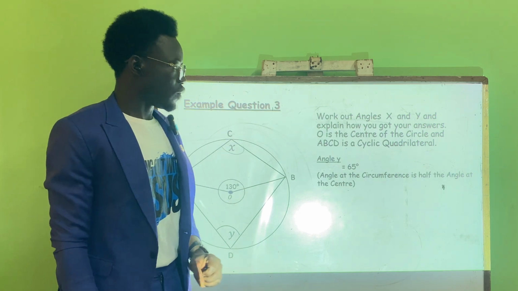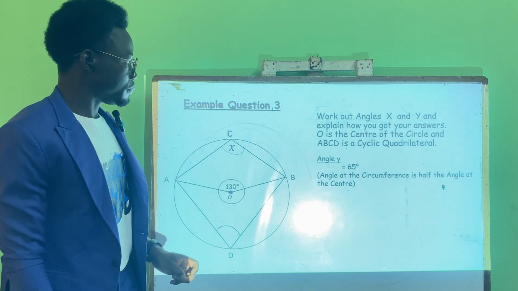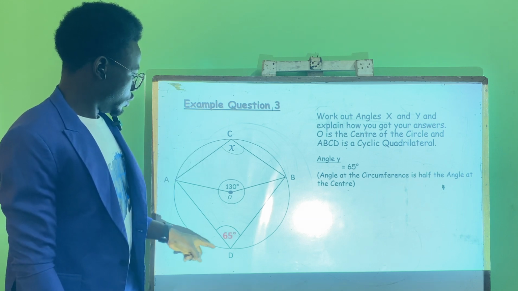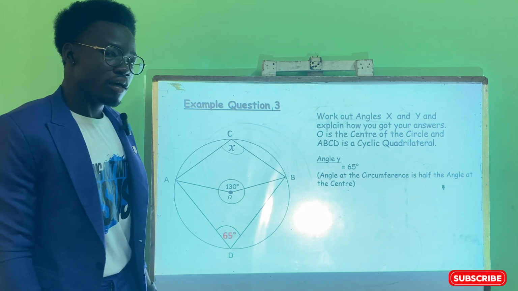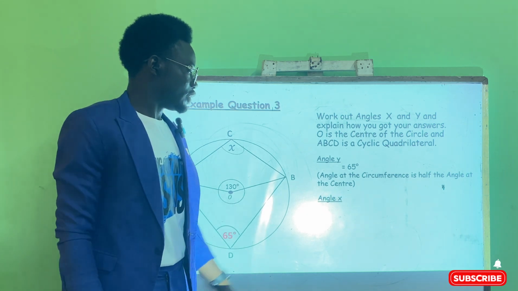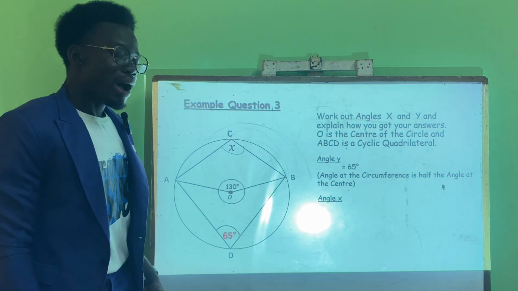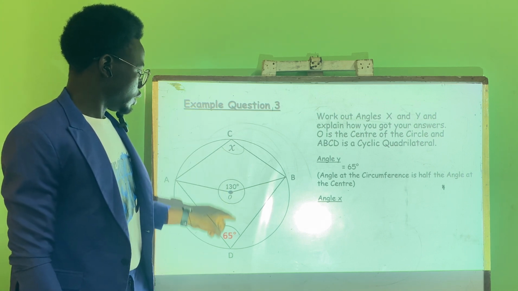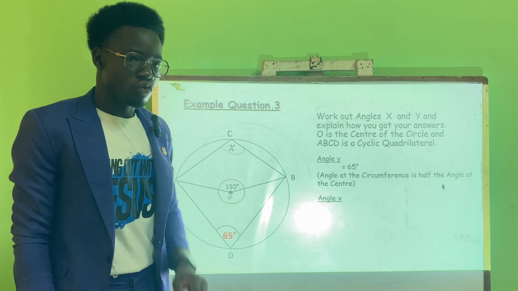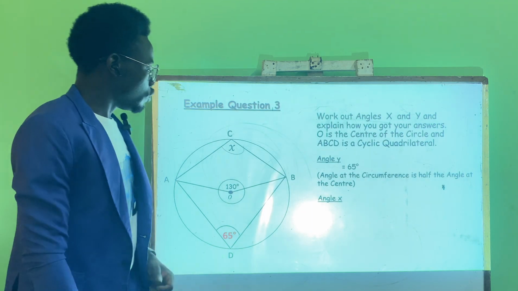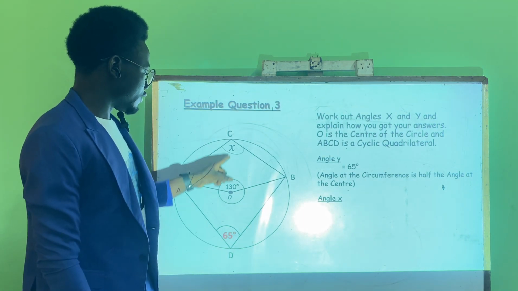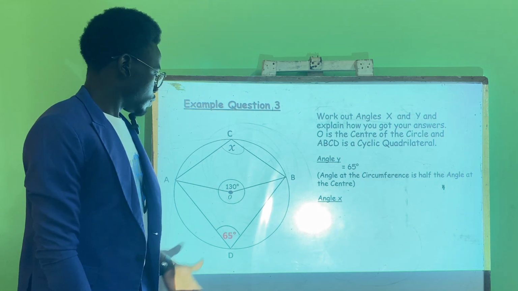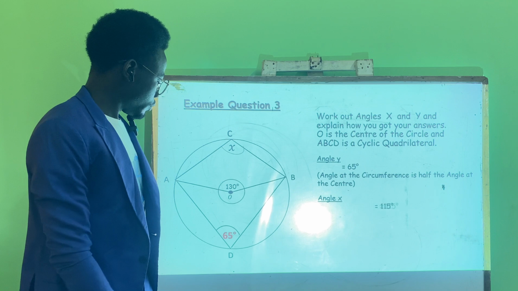They are supposed to look for X and Y, so we can look for our X. So Y here is 65 degrees. Now let's look for angle X. Now, two opposite angles in a cyclic quadrilateral sum up to 180 degrees. So we can use that property. So it means that this angle plus this angle should give me 180 degrees. Okay? You are good to go.